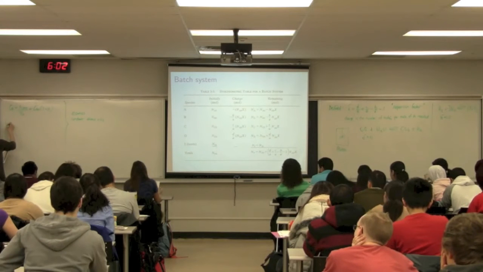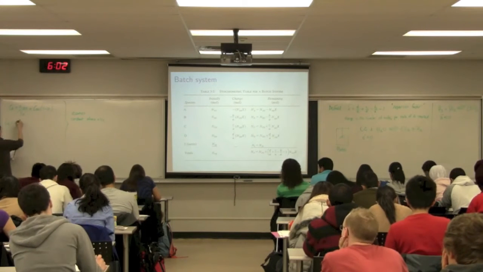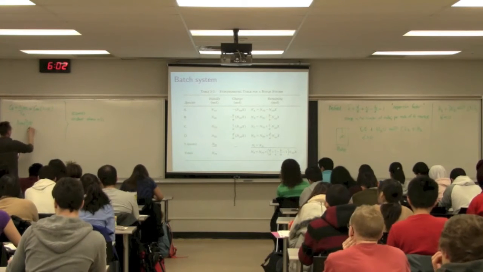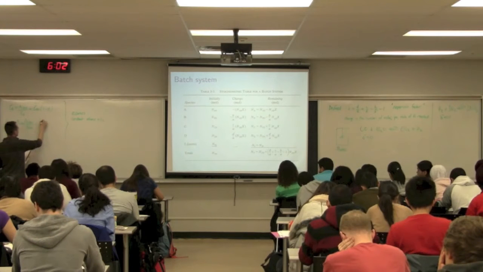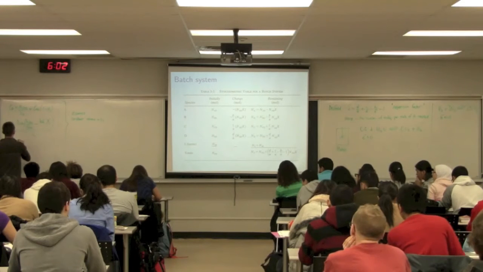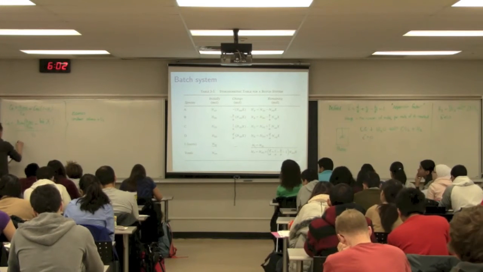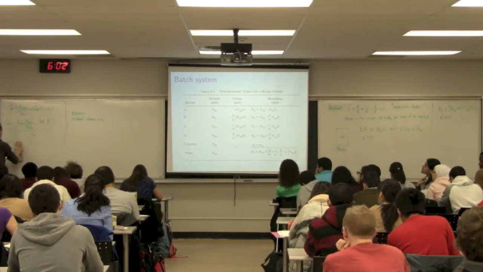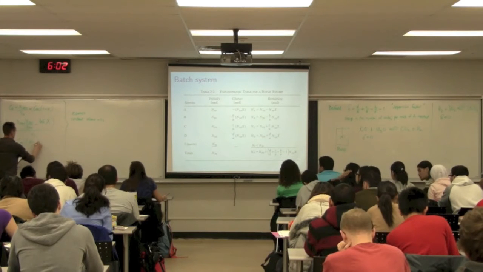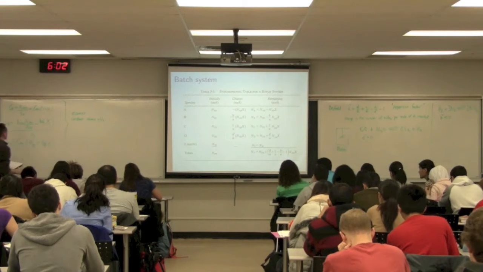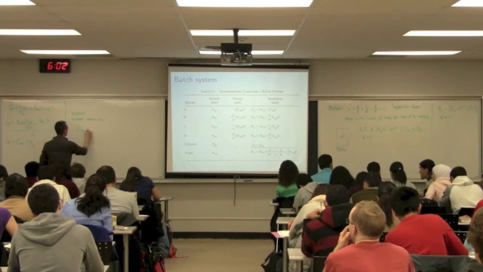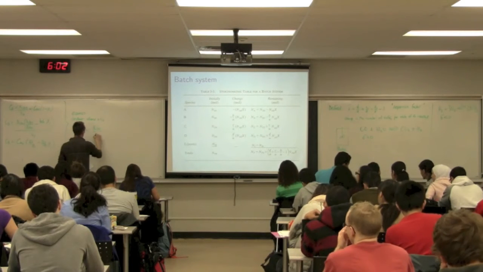We derived then that CB is equal to NA naught times NB naught over NA naught minus B over A times X, divided by V naught. And that simplifies to CB is equal to CA naught times theta B minus B over A X. So this was in class last time, and we said theta B is equal to NB naught over NA naught.